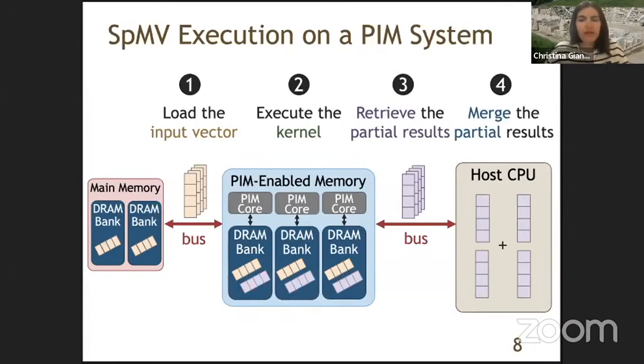Our evaluated system does not have PIM-enabled memory as the main memory of the system, and thus we need to load the input vector to the PIM-enabled memory modules. However, our kernel implementation would be the same and could be applied to an architecture where the PIM-enabled memory constitutes the main memory of the system, and therefore step 1 could be avoided.